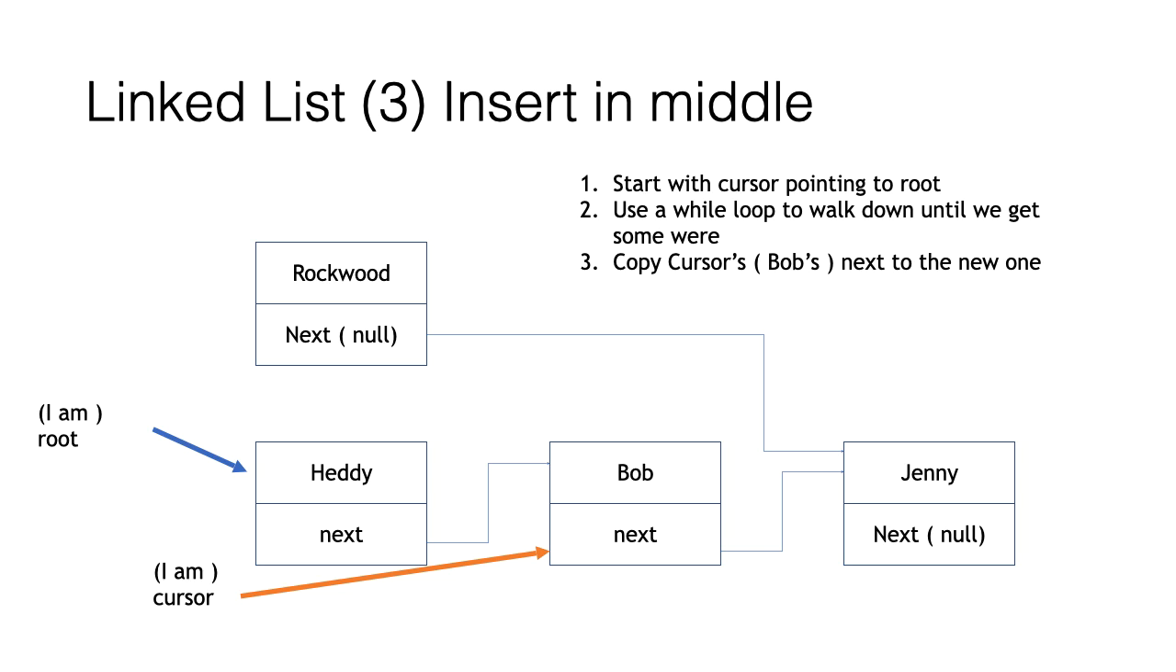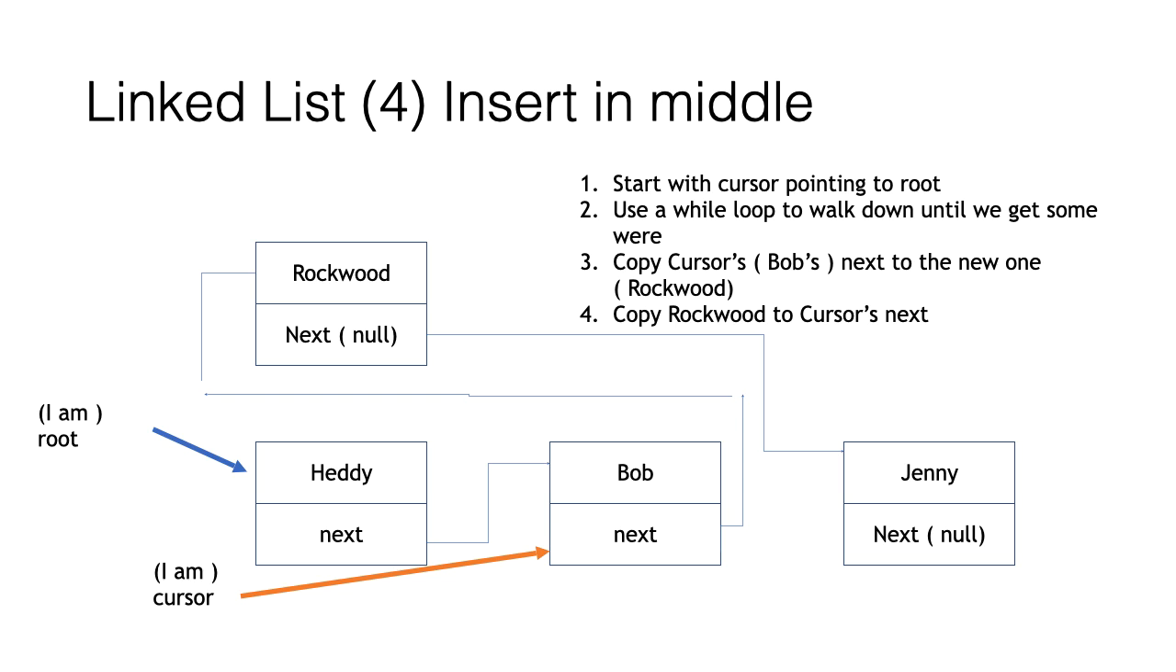So the first thing we do is we make Rockwood point at Jenny. And then we copy Rockwood's cursor to next. And then we make Bob point to Rockwood. So what we've done, we've inserted Rockwood into that list.